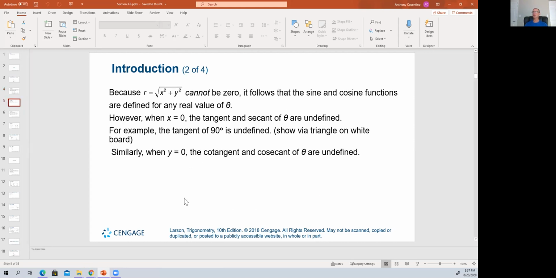So again, very important. The hypotenuse cannot be 0. It's always positive. Tangent could be undefined when the x value is 0. And cotangent and cosecant are undefined when the y value is 0. And again, we'll show you that. So I think it's time to get to the whiteboard.